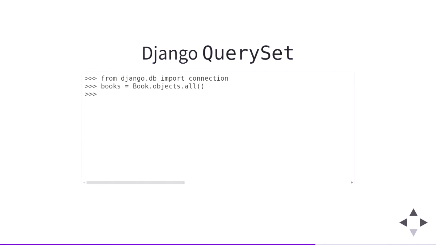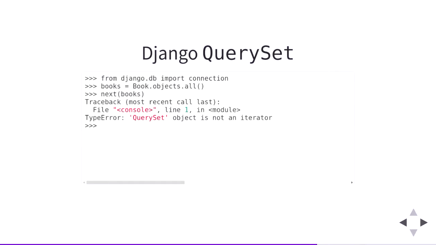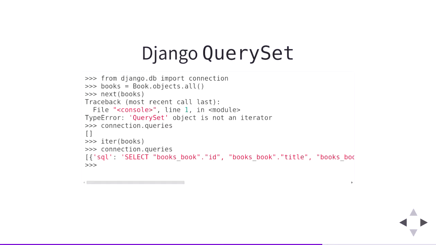Django query sets are not iterators. They are sort of lazy, though. Django query sets will not query your database until you ask them for an iterator. Only at that point will they do a database query. So Django query sets won't do any work until you start to loop over them. And they cache their results so you don't need to do the same query more than once.